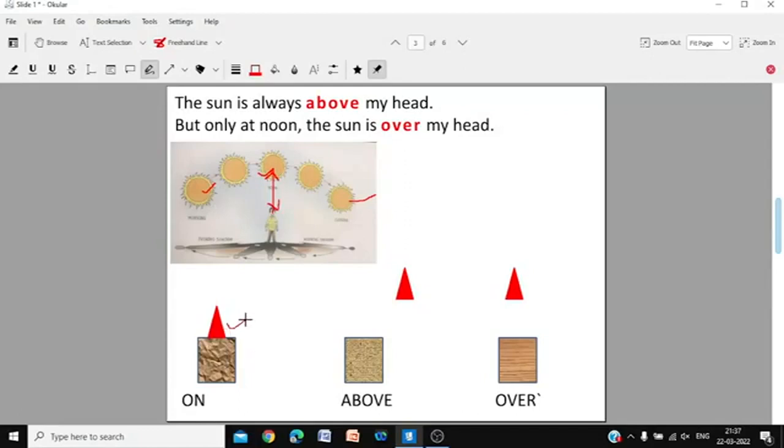We have got a symbolic representation. This triangle is on this square because they are touching each other. So we are using on. This triangle is above this square because this is at a lower level and this is at a higher level. So the triangle is above the square. Here, the triangle is over the square in the same vertical line. So we can say the triangle is over the square.